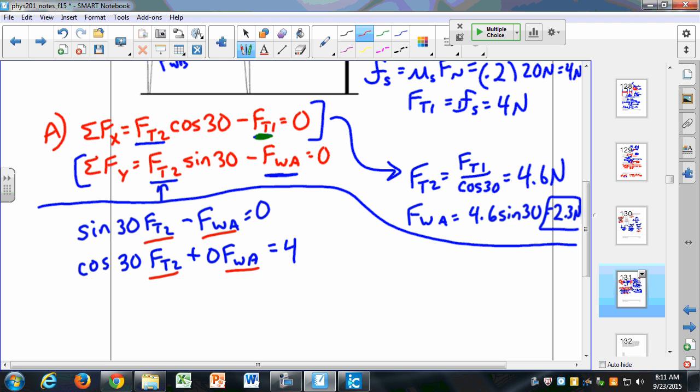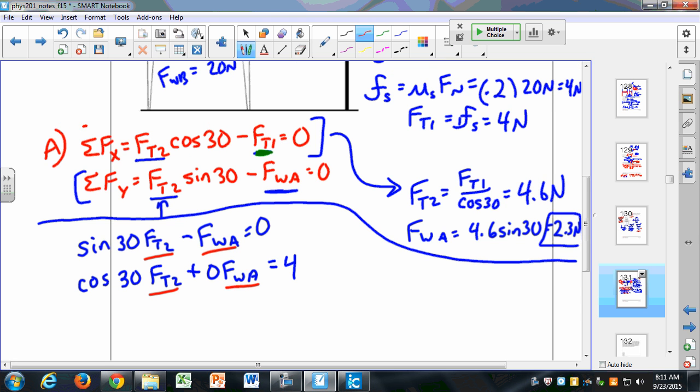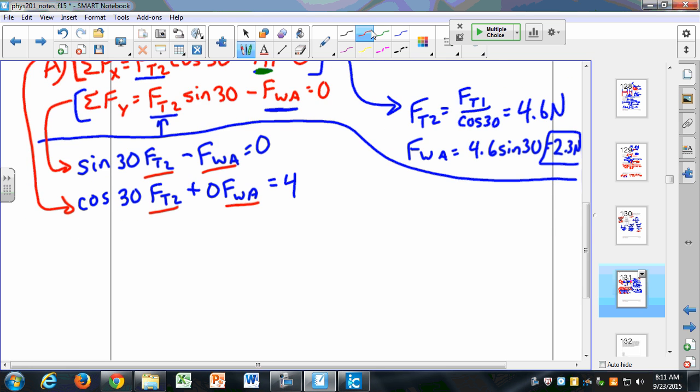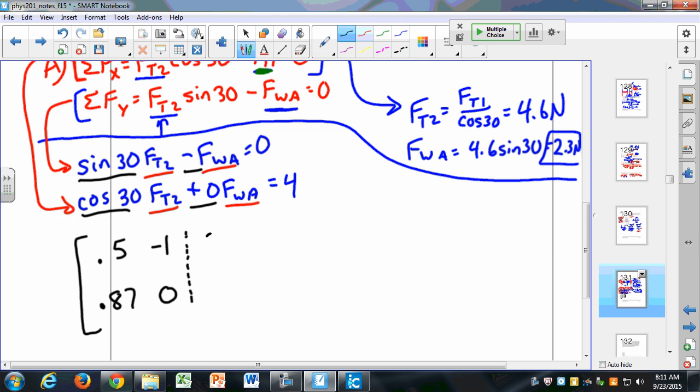So notice that I've just put them so that I have my variables all in a column like this. In this second equation, which is from here, I didn't have an FWA, so I just put it in as 0 times FWA. Then I can write this as a matrix, just taking the coefficients for each variable and putting them in. So I have 0.5, -1, 0.87, 0.